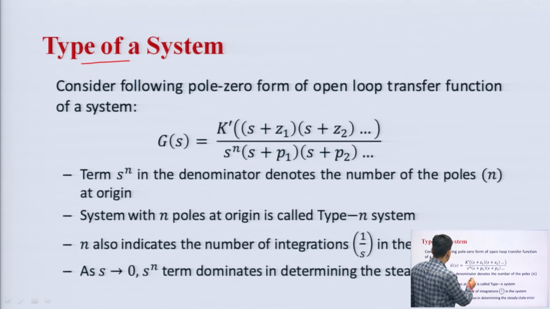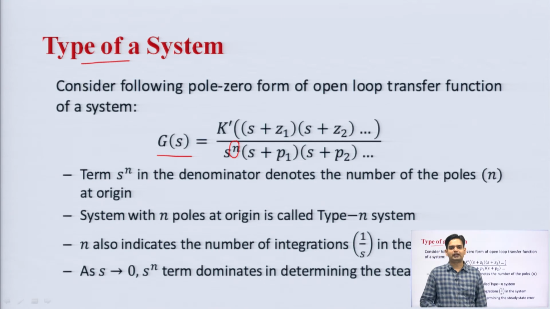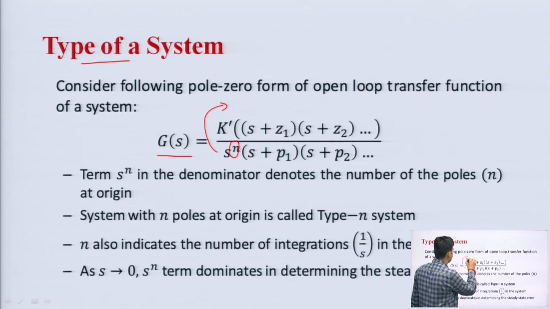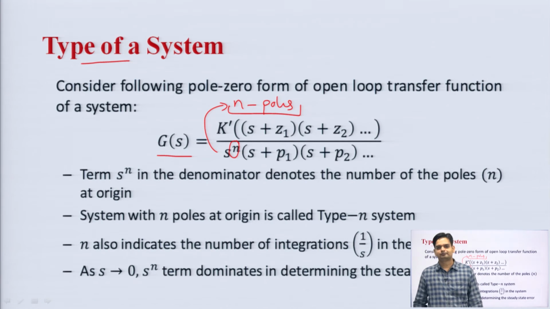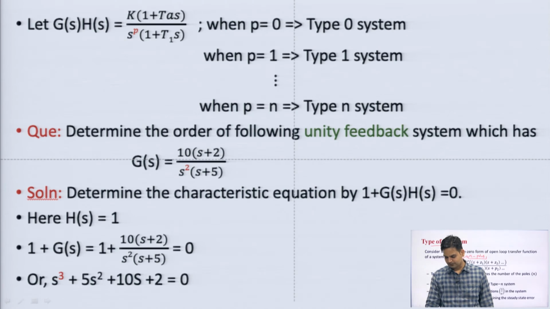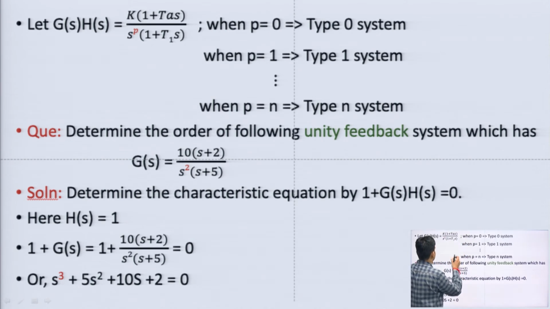Okay. Now we will see how to calculate the type of a system. Suppose an open loop transfer function is given like this. I need to observe the denominator term and the highest power of s. It means the number of poles lying at the origin. So, here s raised to power n tells me n poles are lying at the origin. So, type is n. You have to observe the open loop transfer function, observe the denominator expression and check the number of poles at the origin.